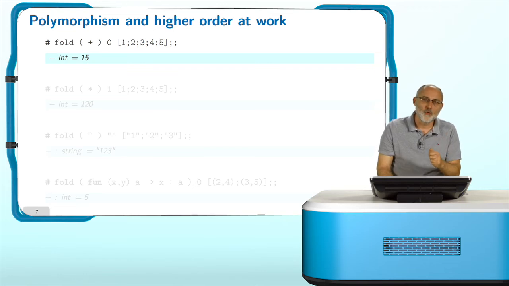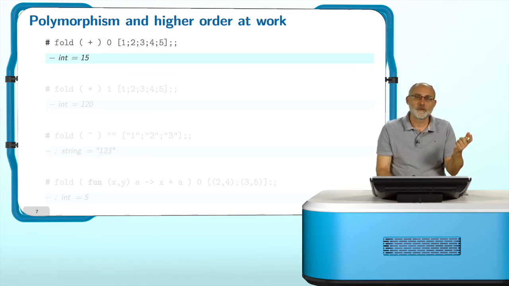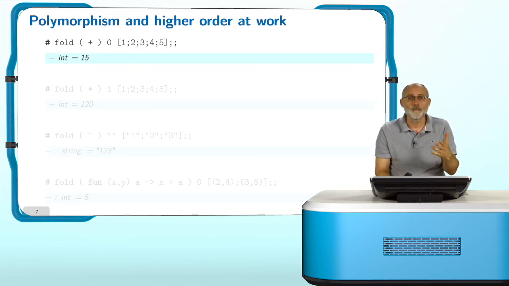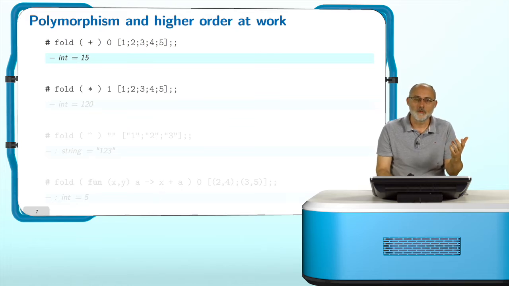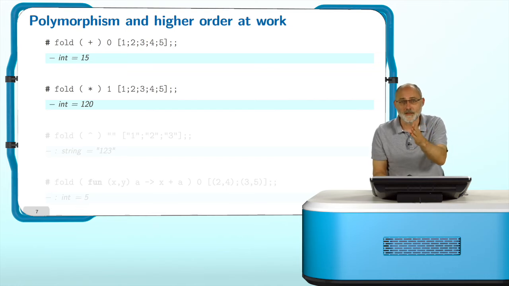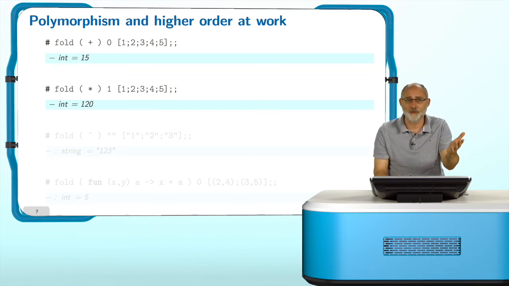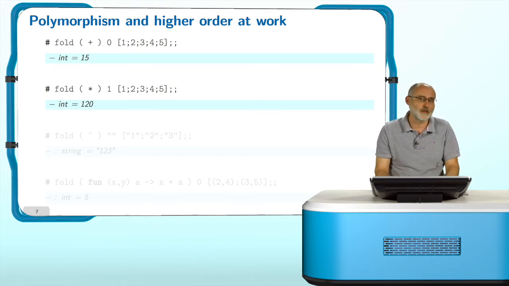But now imagine you want not to add all the elements of the list, but multiply them. Well, you use the same function fold. Now the operation is a multiplication, and for the empty list you just return 1. You call it, and this multiplication of this list here is just factorial of 5, which is 120, and this is the result you're getting.